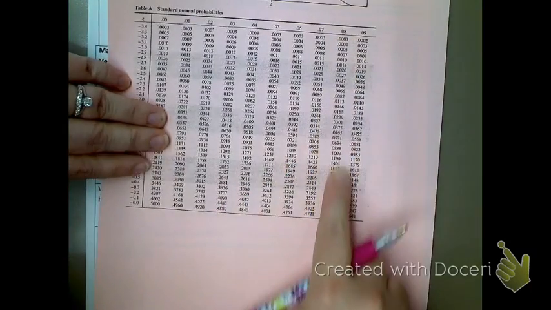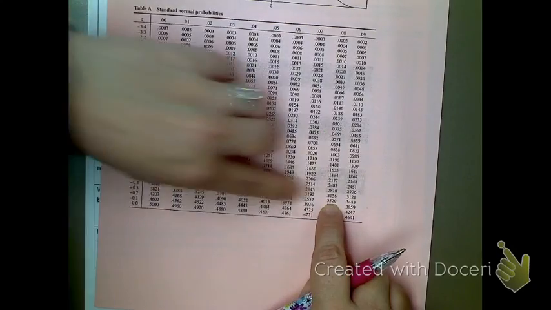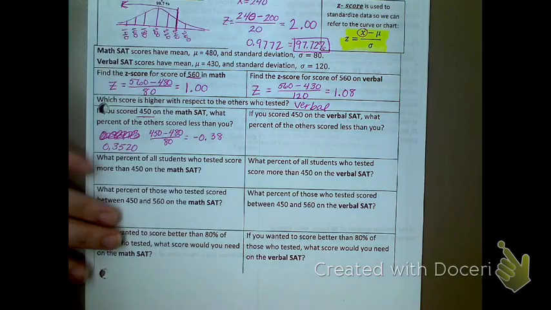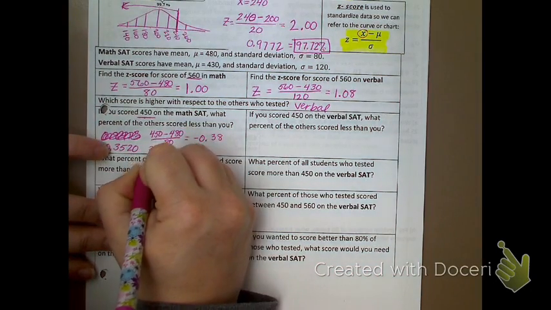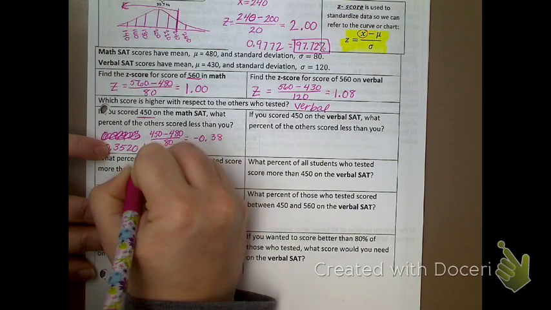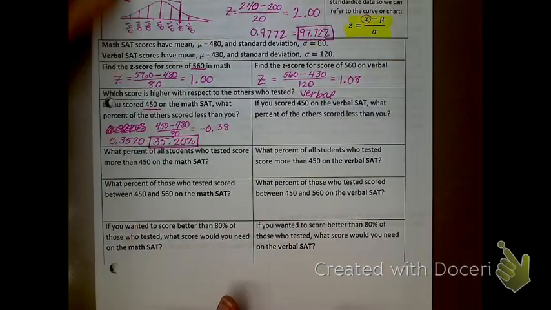Again, that's under the 0.08 column. 0.3, and then the 0.8, or 0.08 I should say. So, what percent scored lower? 35.20% scored less than me if I scored a 450 on the math SAT.